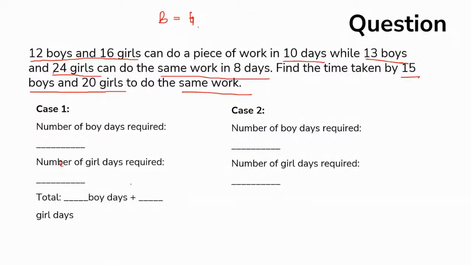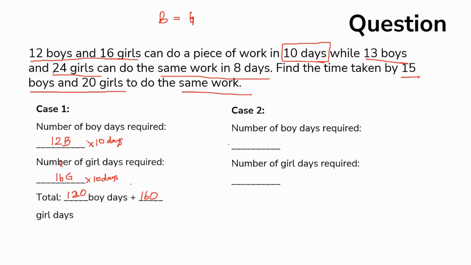So what I try to do is, based on the given content, the first case is 12 boys and 16 girls, and they're saying that they are working for 10 days. So 12 boys into 10 days is 120 boy days, as we say, and 16 girls for 10 days is going to be 160 girl days.